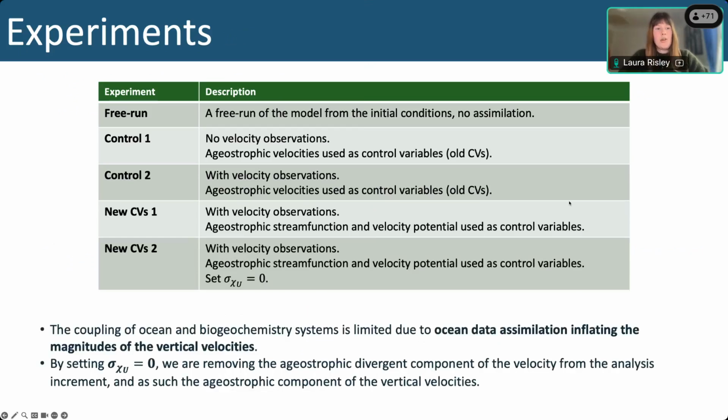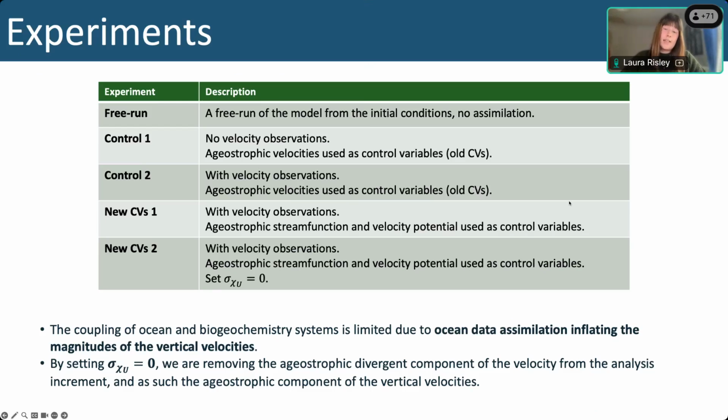Okay, so I ran 5 experiments. The first was a free run, so we started from our lower resolution initial conditions, but obviously no assimilation. Then I ran 2 control experiments, both of which used the ageostrophic velocities as the control variables. The first control experiment used just the standard observation types, but the second control experiment is where we added in these velocity observations. I then ran 2 additional experiments with our new control variables, so with the ageostrophic stream function and velocity potential as our velocity control variables.